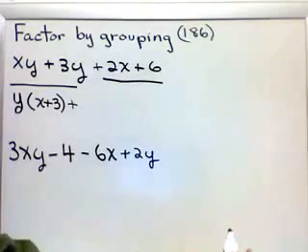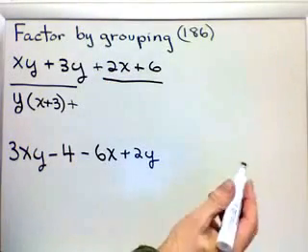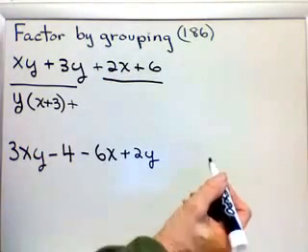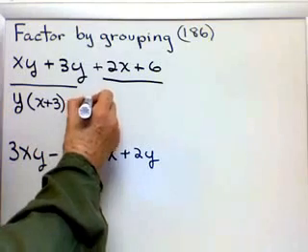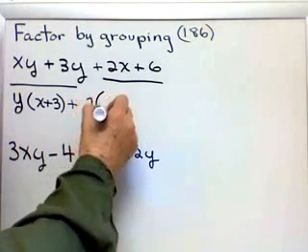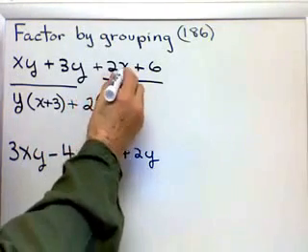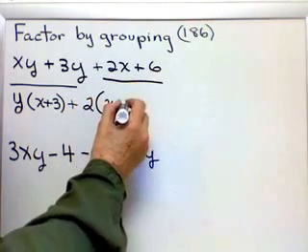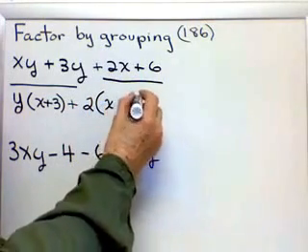What do these 2 have in common? Or is there something that divides into both of them? Hopefully you notice they're both divisible by 2. So I'm going to factor out a 2, and when I do, what's left is 2x divided by 2 is x, 6 divided by 2 is 3.